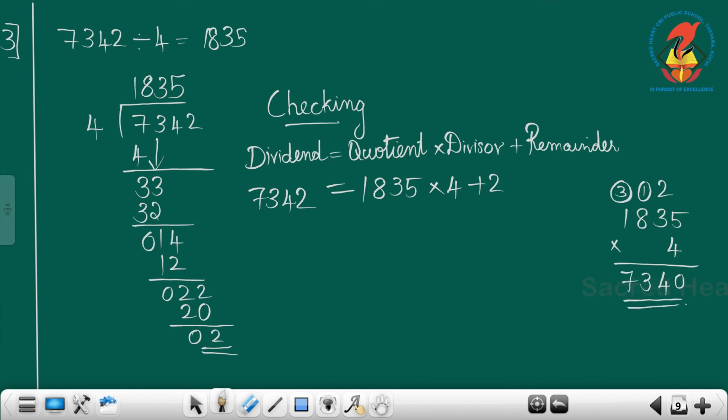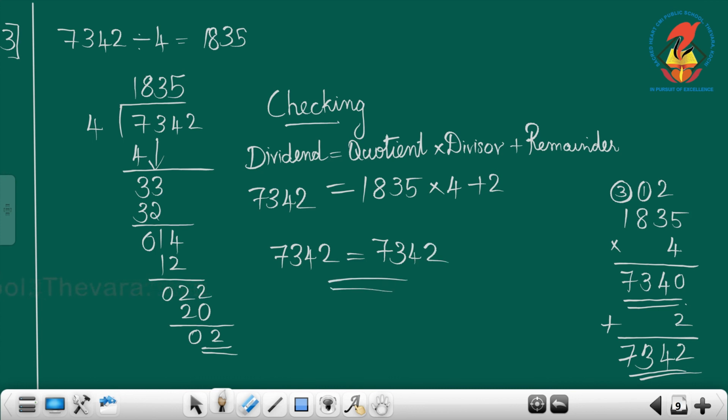Okay. Plus 2, the remainder, is there. 4 plus 0 plus 2, 0 plus 2 is 2 itself. Here nothing is there, bring it down. 3 down, nothing is there, so bring it down, then 7. So, the answer is 7342. In the dividend also the same number, that means our answer is correct. Both the numbers are same, that means our answers are correct.